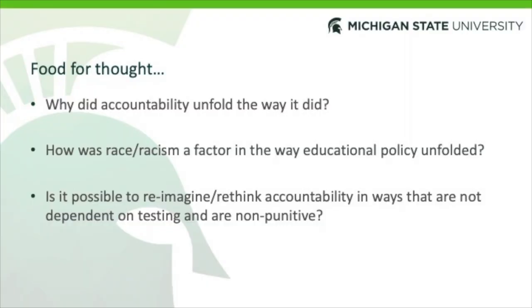And so I really want you to pay attention to that second question. How is racism a factor in the way educational policy has unfolded historically? Think about that, and really take time to understand how we don't deal with the issue of race and racism as a society. We're dealing with the effects of racism, but we're not dealing with race and racism head on. And so the last thing I think is important for you to take on is to think about reimagining.